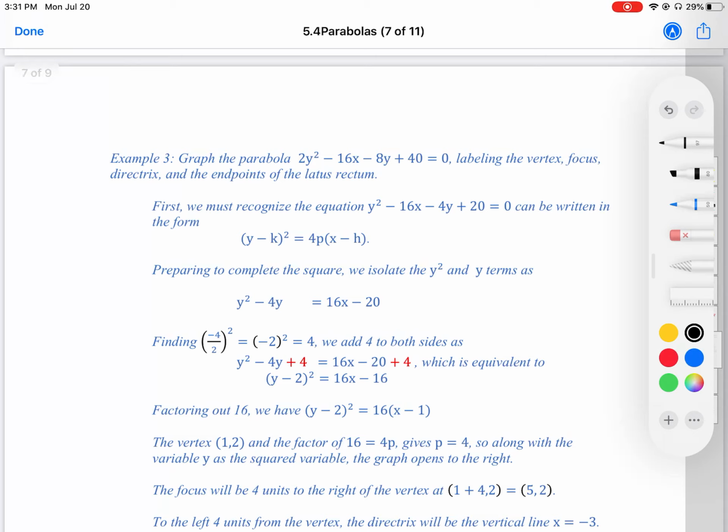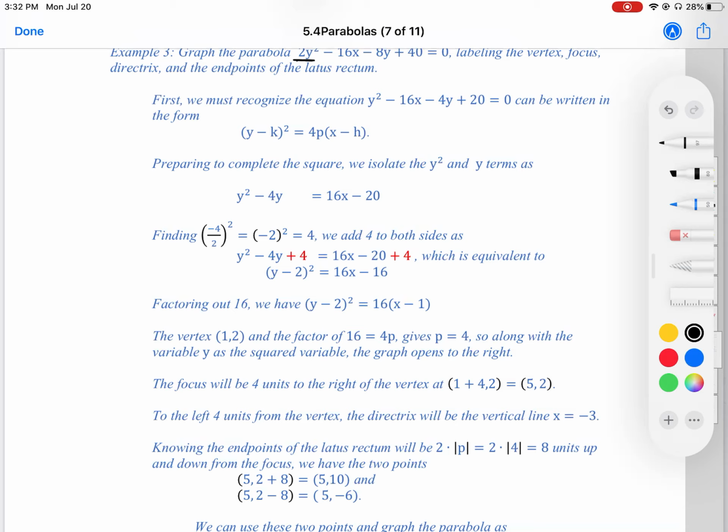Example 3. Graph the parabola 2y squared minus 16x minus 8y plus 40 equals 0, labeling the vertex, focus, directrix, and endpoints of the latus rectum. So again, this problem is not in standard form. So we know we need to go through the trouble of writing it in standard form. So in this case, see here this y is squared? Since the y is squared, I want all the y's on one side and everything else on the other side.